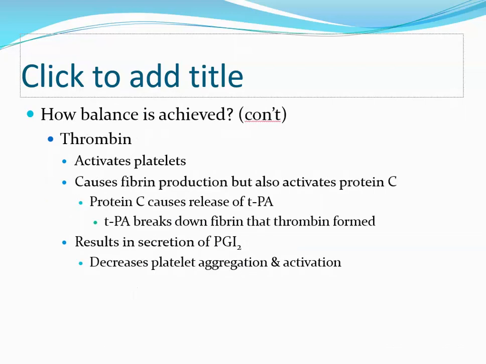And lastly, thrombin. We've seen a lot of thrombin in this unit. Thrombin activates platelets. It also causes fibrin production, but it also activates protein C that causes the release of TPA. TPA will break down fibrin that the thrombin has formed. Thrombin also results in the secretion of PGI2. This will decrease platelet aggregation and activation. So again, it plays a significant role in the formation of a clot, but also helps to control the size of a clot.